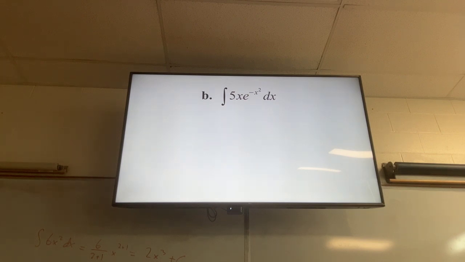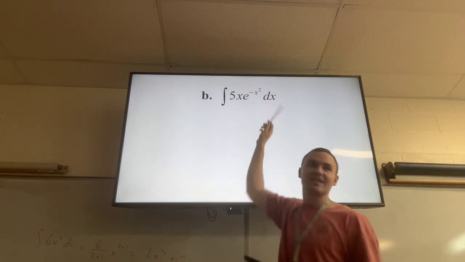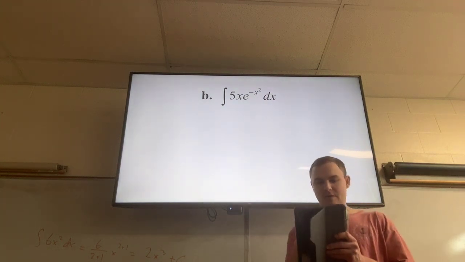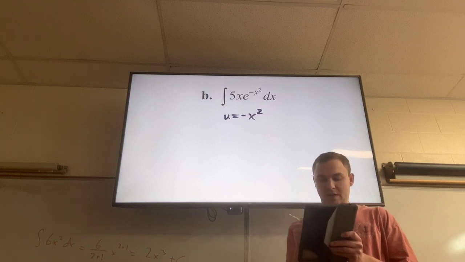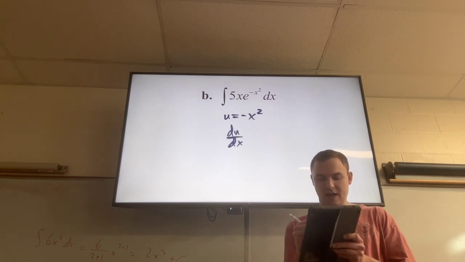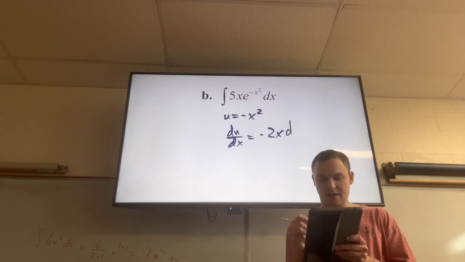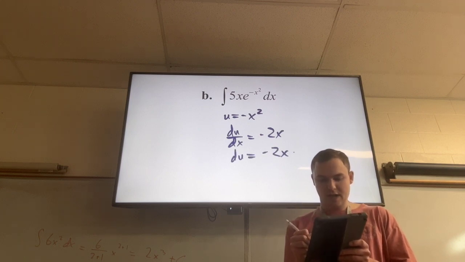What have we been doing the whole time? Yeah, we've been doing that. We've been setting u equal to whatever function is inside the other function. So u equals negative x squared. Okay, du/dx then is negative 2x dx. Then du equals negative 2x dx.